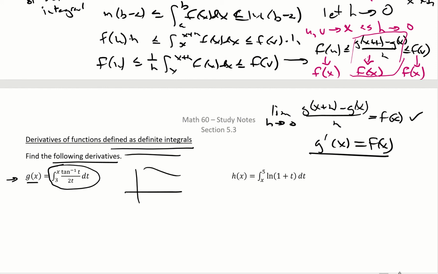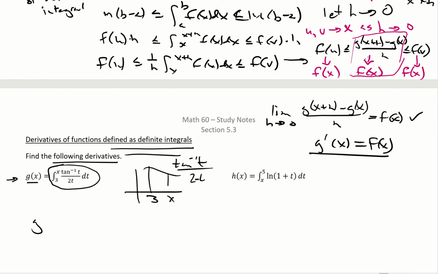And this is whatever function that is. This is tan inverse of t, or if you want x over 2t. And we're integrating from 3 to x. So G is a function defined as a definite integral involving another function.